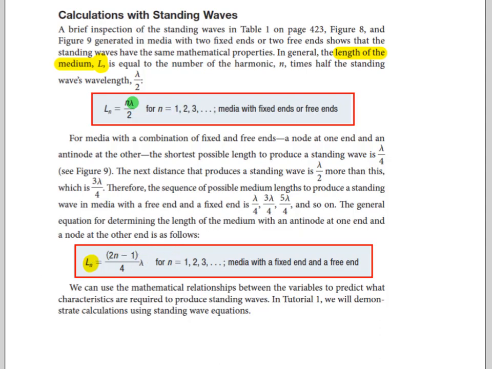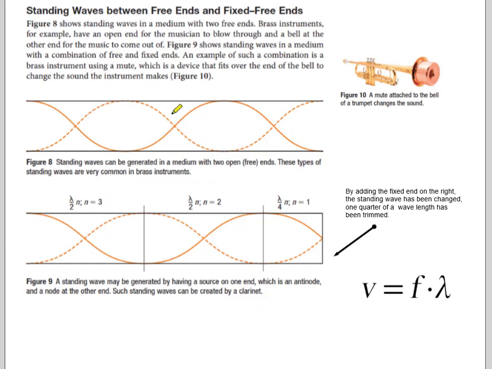Okay. If you're a musician and you want to just take a quick read, this is kind of a fun little exercise. If you are playing an instrument that's considered free, you have one wavelength that looks something like this. If you put a mute or a bell on the end, something like this trumpet over here, then you change it from free to free fixed. Okay, and what happens is you actually shorten the wavelength.